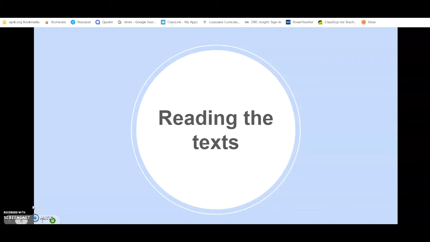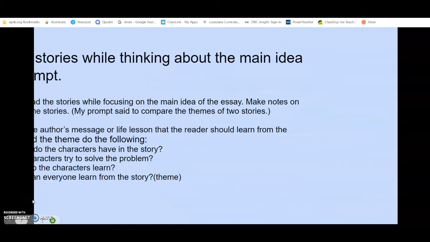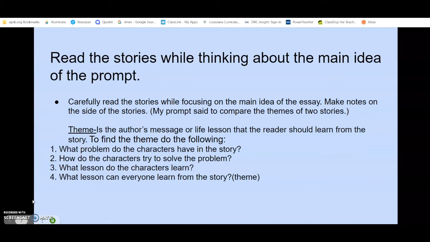In the last lesson we read and analyzed the prompt. Today we're reading the text and we're comparing the stories. So we're going to read the stories while thinking about the main idea of the prompt. Carefully read the stories while focusing on the main idea of the essay. Make notes on the side.